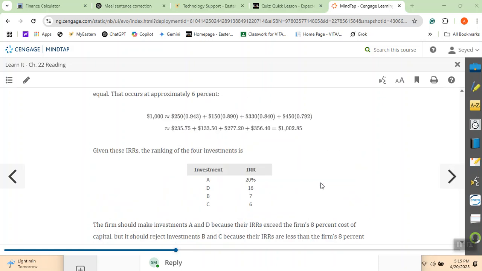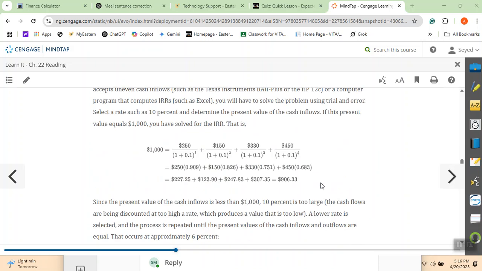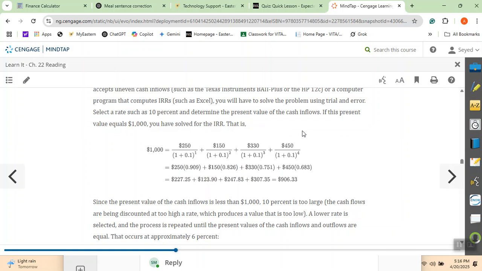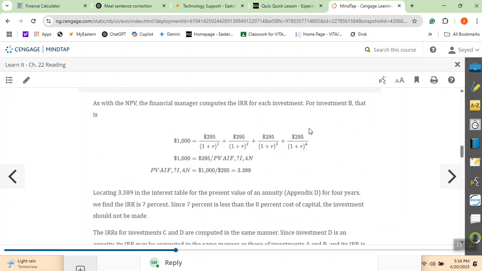Hello, students. I want to talk about another important concept that this chapter 22 covers, and that concept is known as IRR. It's like IRS, IRR, internal rate of return. When it says rate, think about it as interest rates. It's a rate. Now we will talk about what it is.